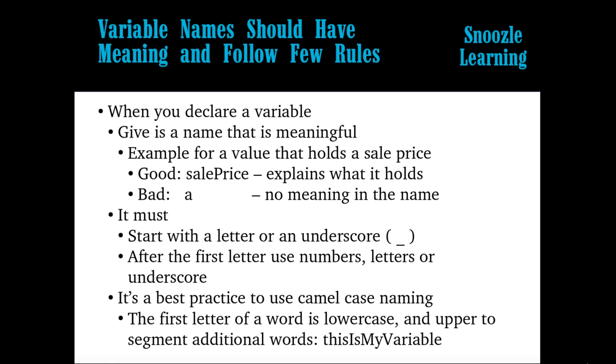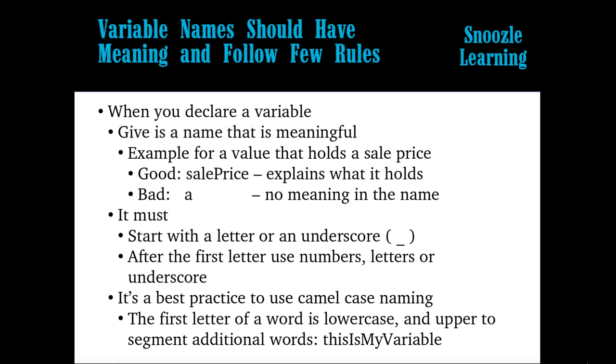A bad example would be, in this case, using the letter A. I see this a lot. I've been teaching for 10 years, and you see a lot of people, when they first start programming, give it meaningless names. But think about when you name a variable that someone else might be reading this, whether it's a teacher or a fellow programmer.